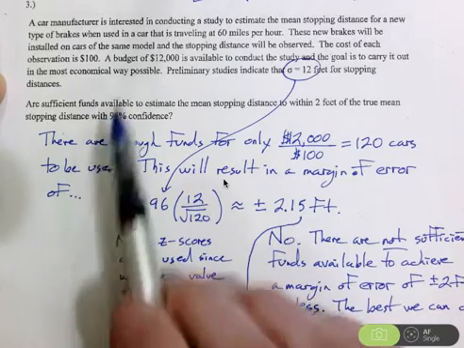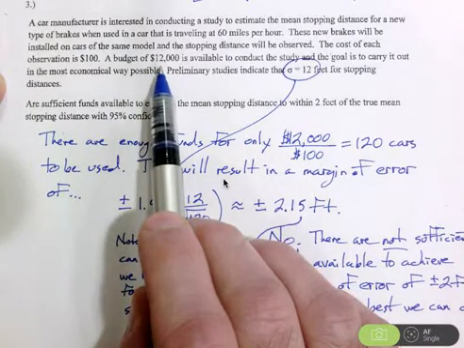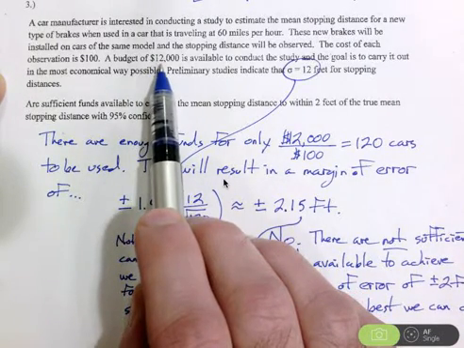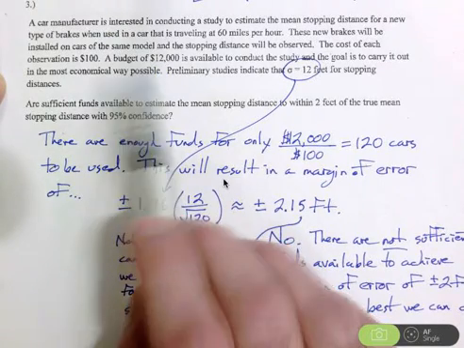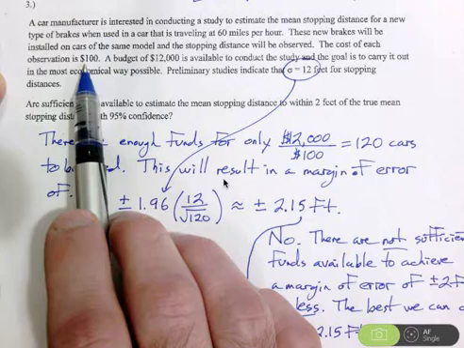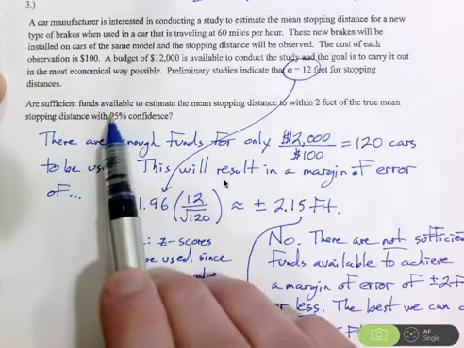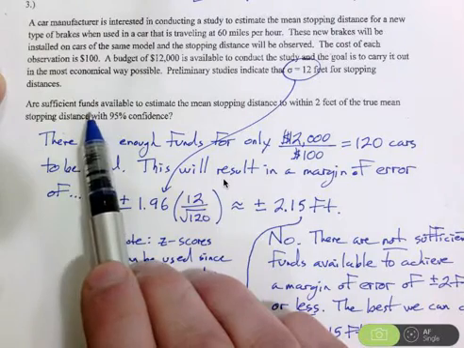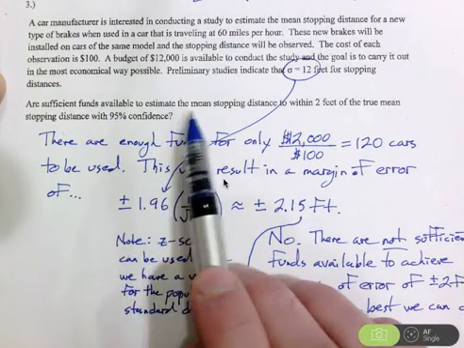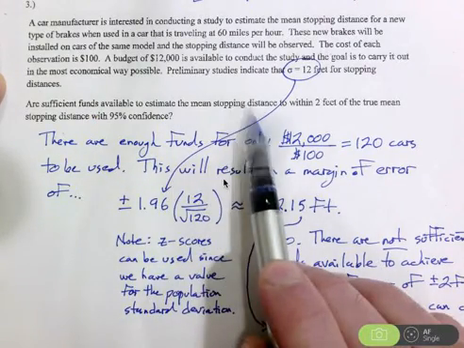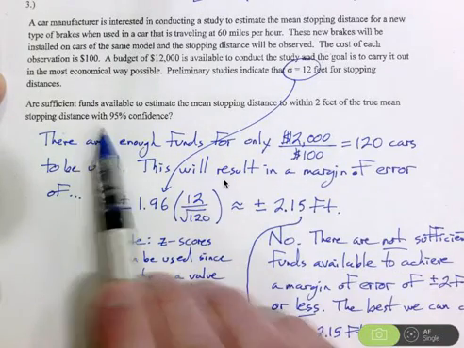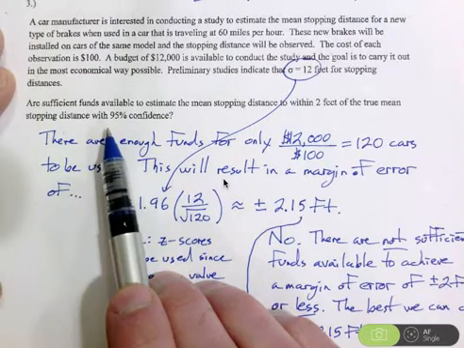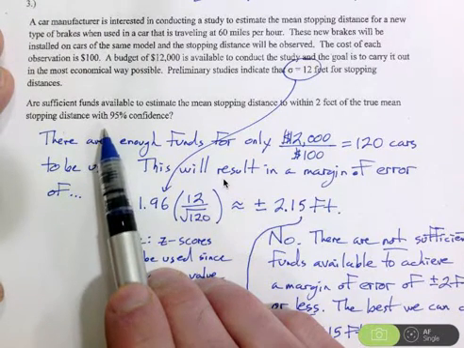The idea of this question is you're constrained by a budget of $12,000, and every observation to put these brakes on each car model and test them is going to cost you $100. So your job is to decide if there are sufficient funds to estimate the mean stopping distance to within 2 feet of the true mean stopping distance with 95% confidence.